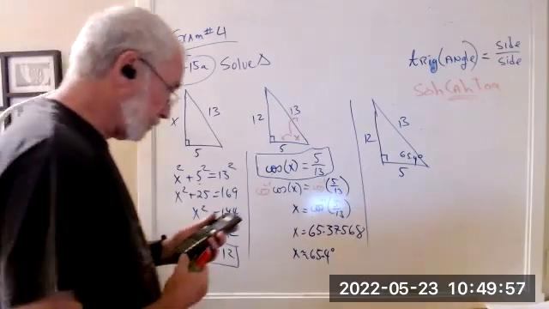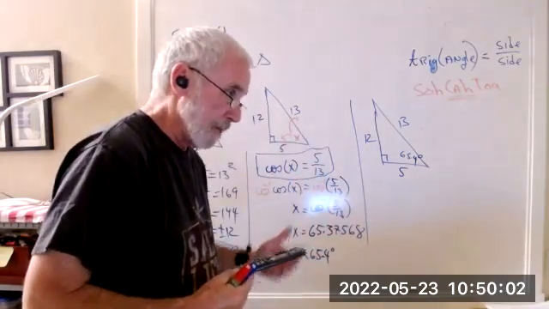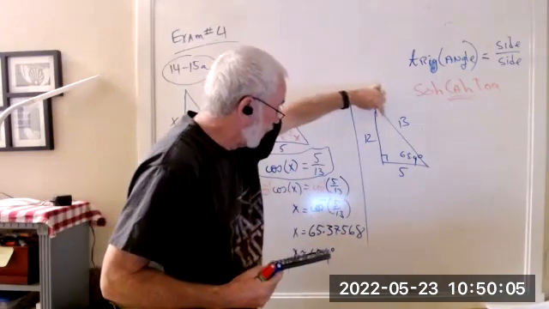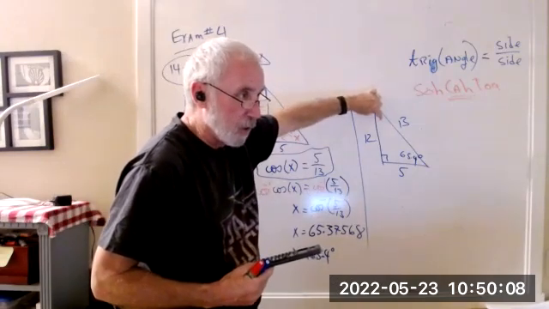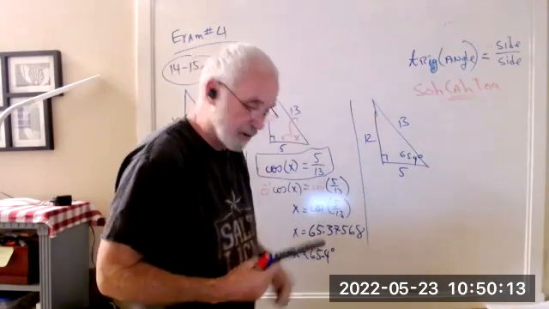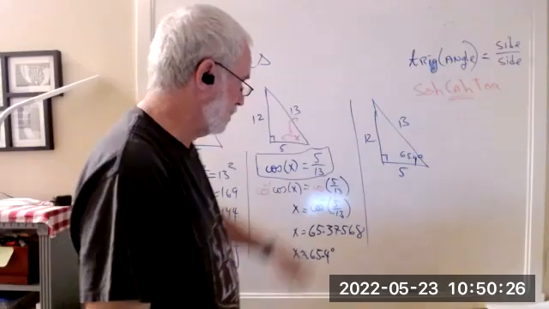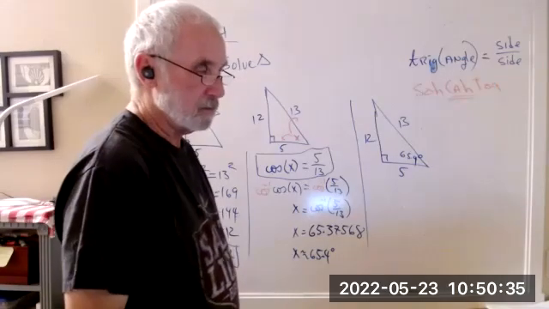Okay, now, question. Remember, we're the lazy mathematicians of the world. I want to find this angle up here because it said find all the missing angles and all the missing sides. How do I find this angle up here? Anyone? 180 minus 90 minus 65.4. Yeah, that's it.